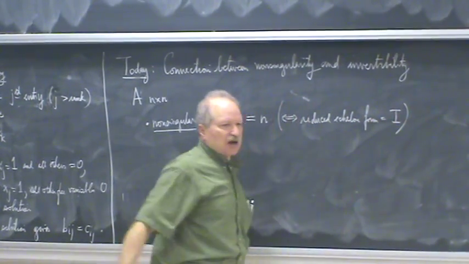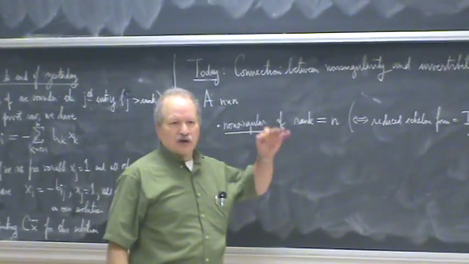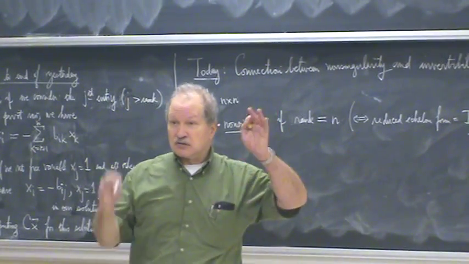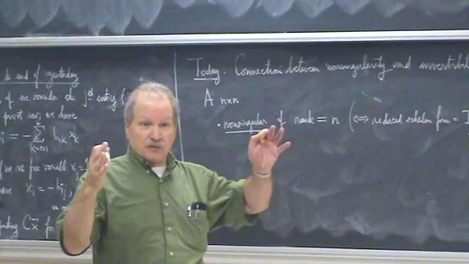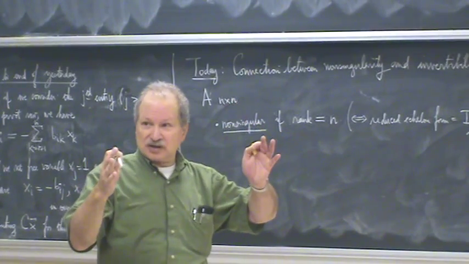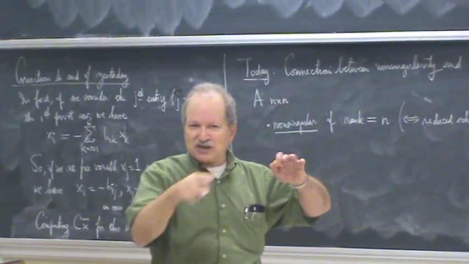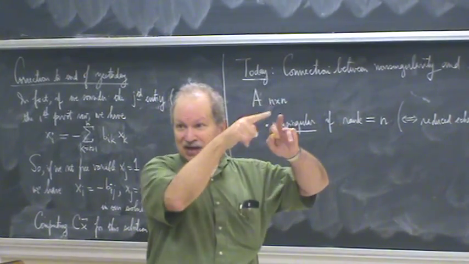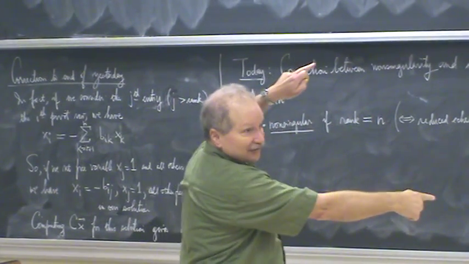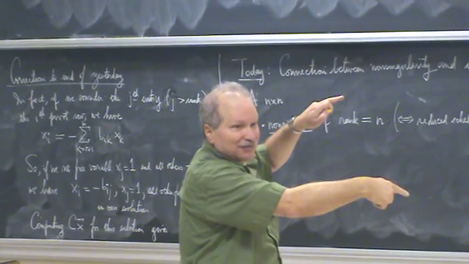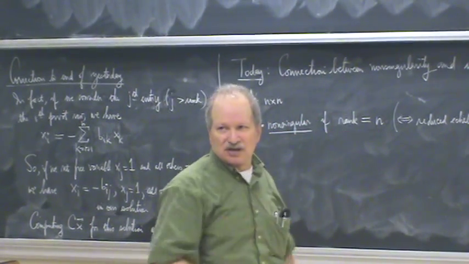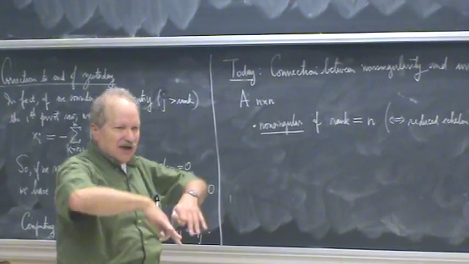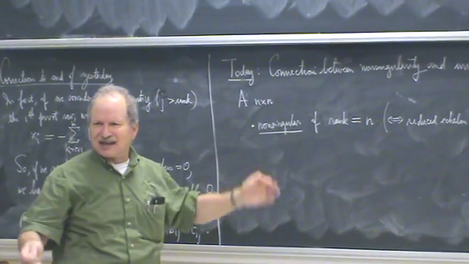Does everybody see that that's right? You have no rows of zeros in your reduced echelon form, and it's a square matrix. Then you've made all the pivots ones. There's a pivot in every row, but there's also a pivot in every column because there are equal numbers of rows and columns. So you have everything cleared out except for the ones. That's the identity matrix.